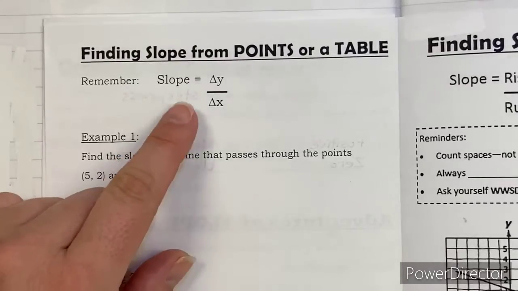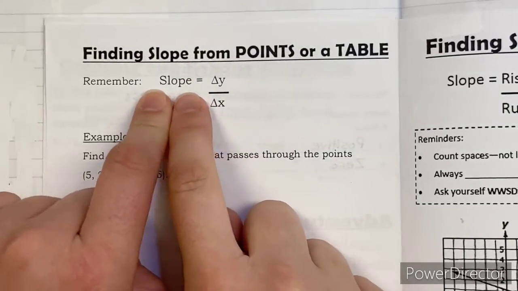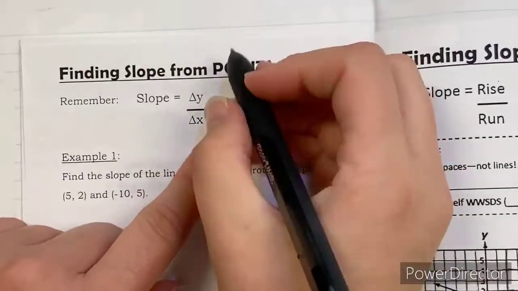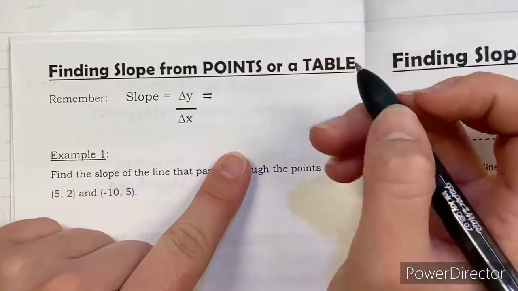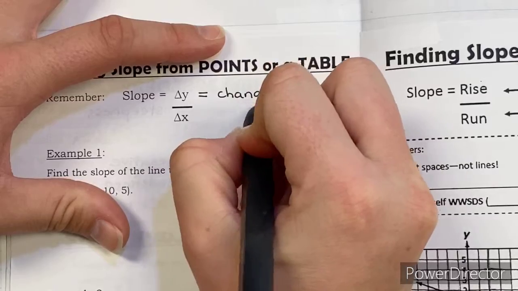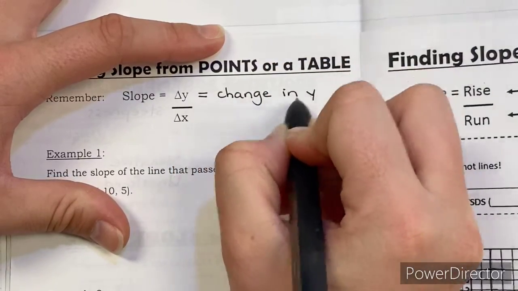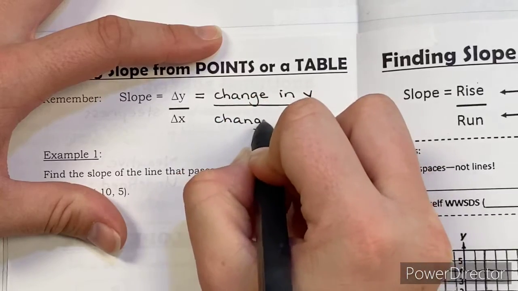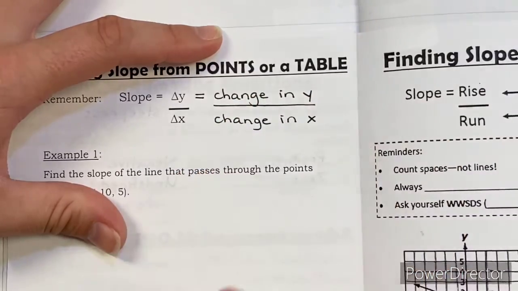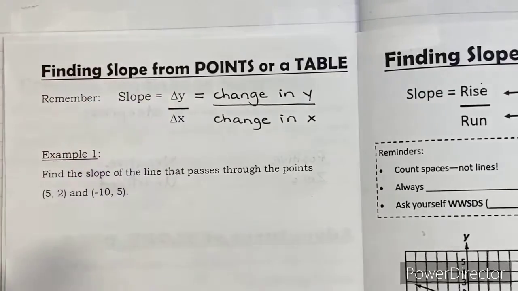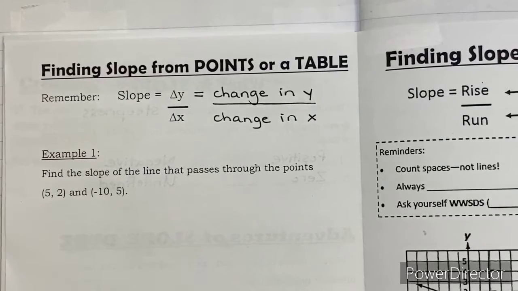So I want you to remember, which we just talked about this, slope can also be referred to as delta y over delta x. And I want to rewrite what that actually stands for, so that way we all know. It's going to be the change in y over the change in x. So that's what this delta means. Delta means change in. And now we can just start with some examples.